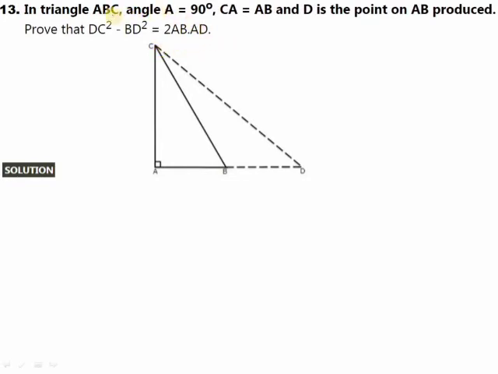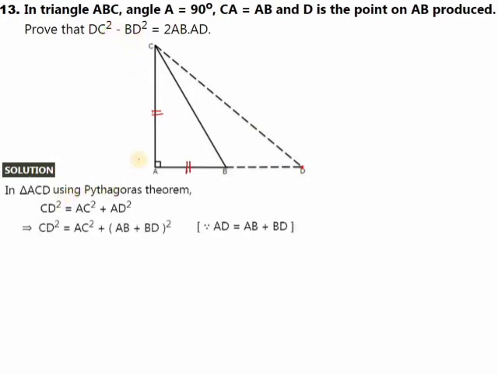The question says, in triangle ABC, angle A is given to be 90 degrees, and CA is equal to AB. See here carefully, CA, that is this one, is equal to AB. And D is a point on AB produced. If you extend AB, then D is a point on the extended line AB. Now we need to prove this quantity. It's a similar one. First and foremost, in triangle ACD, CD acts like the hypotenuse. So we have CD square is equal to AC square plus AD square.